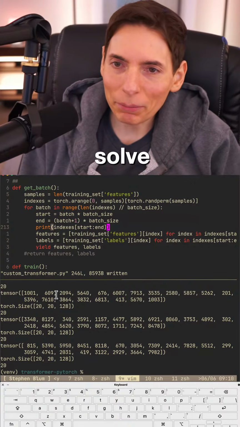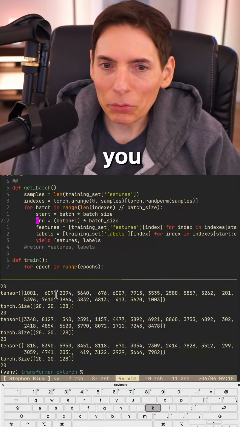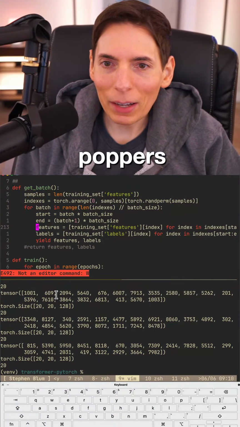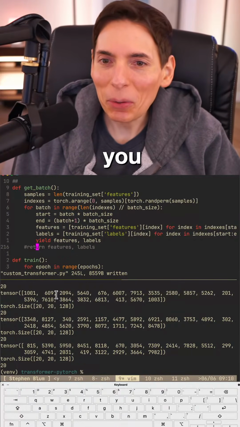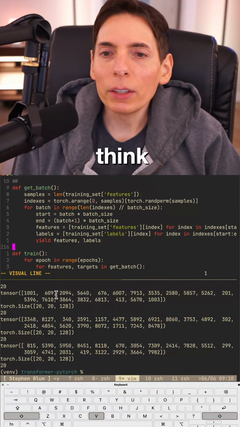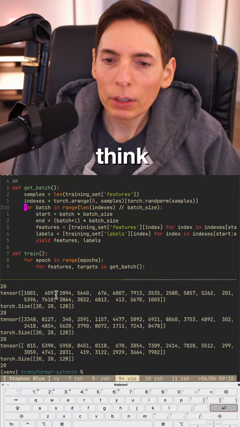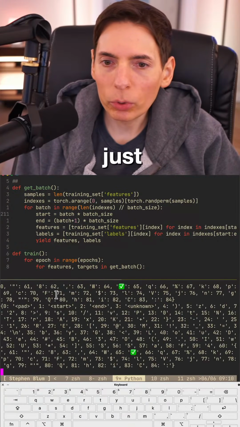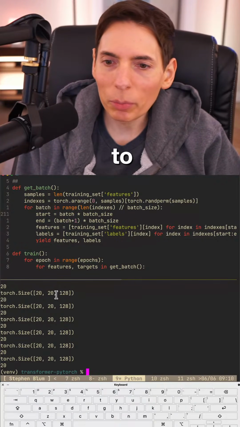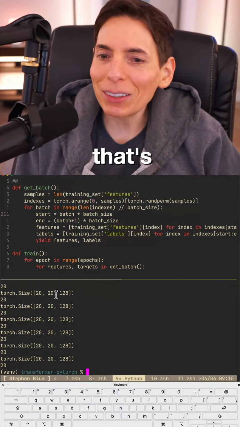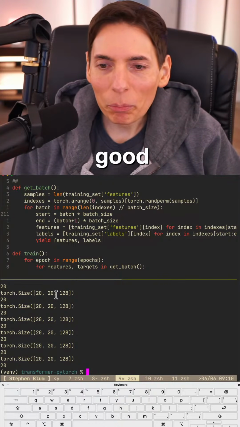I gotta solve it. Thank you for the party poppers. Yeah, I know. Thank you. All right, so I think this is successful. I think that's everything I want. Let me just rerun through this real quick. Looks good to me. Yep, 128. That's looking good. Dimensions output.